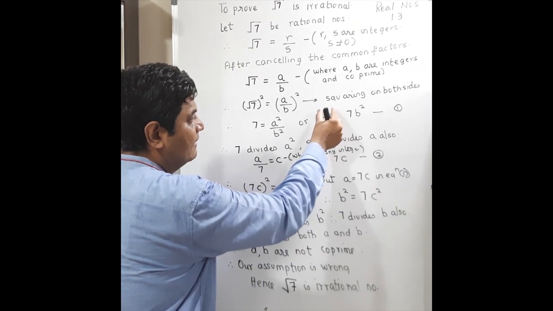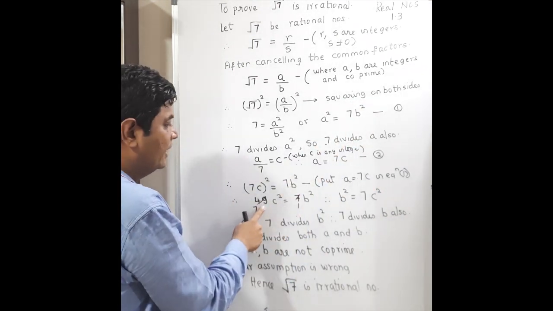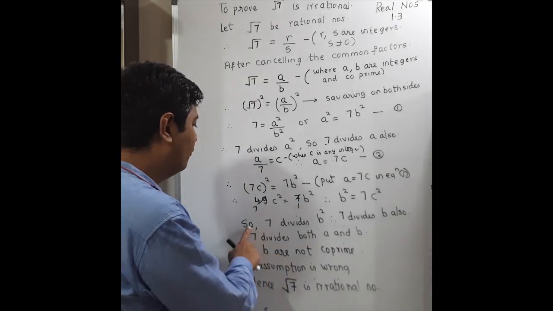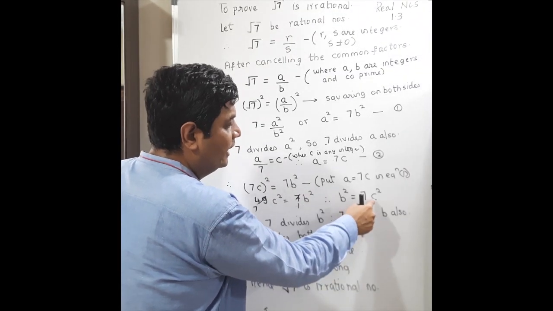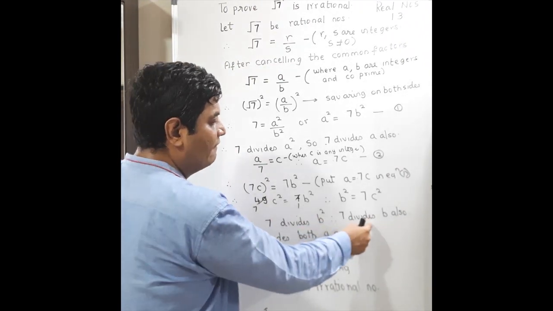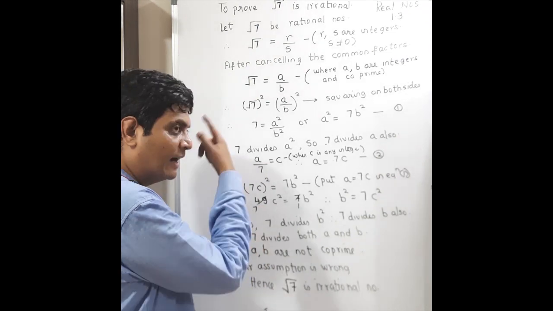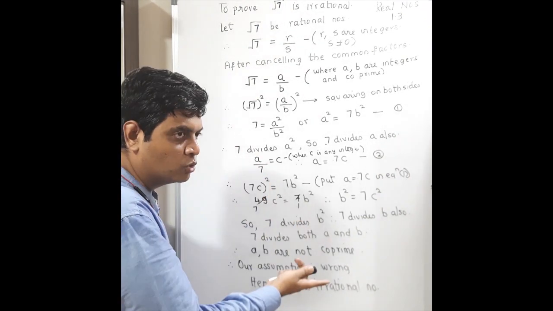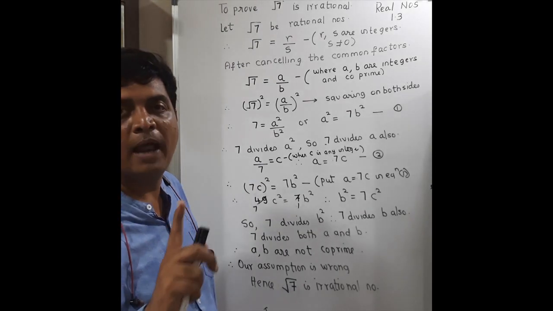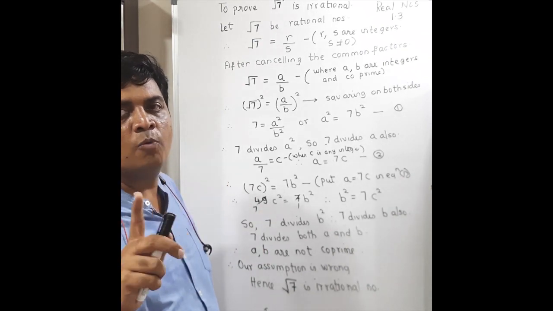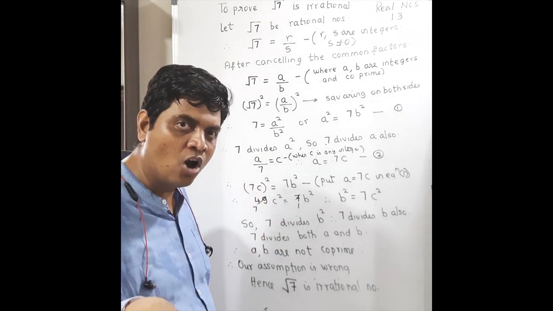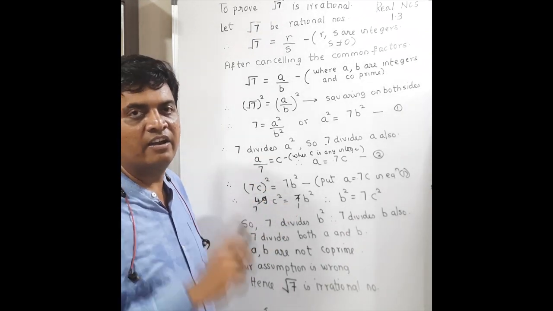A is equal to 7c, 7c the whole square is 7b square. So you get 49c square is equal to 7b square. You have b square is equal to 7c square. Therefore, because b square is 7 into an integer, that means 7 is dividing b square. So 7 divides b square, therefore 7 divides b also. Now 7 divides a as well as 7 divides b also. That means 7 is dividing both a and b. Therefore a and b are not co-prime. So our assumption that a and b are co-prime is wrong. Hence our assumption that square root of 7 is rational is also wrong. So square root of 7 is an irrational number. Please note.